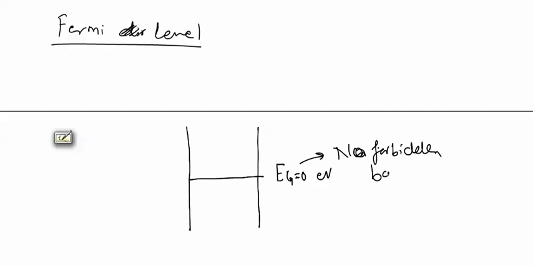Suppose we have energy band diagram of a material. This is conduction band, this is valence band. Consider an energy band diagram in which we have taken Eg equal to 0 electron volt. Eg equal to 0 electron volt means no forbidden band. Conduction band and valence band, these are separated with a forbidden energy band which is taken as 0 here.